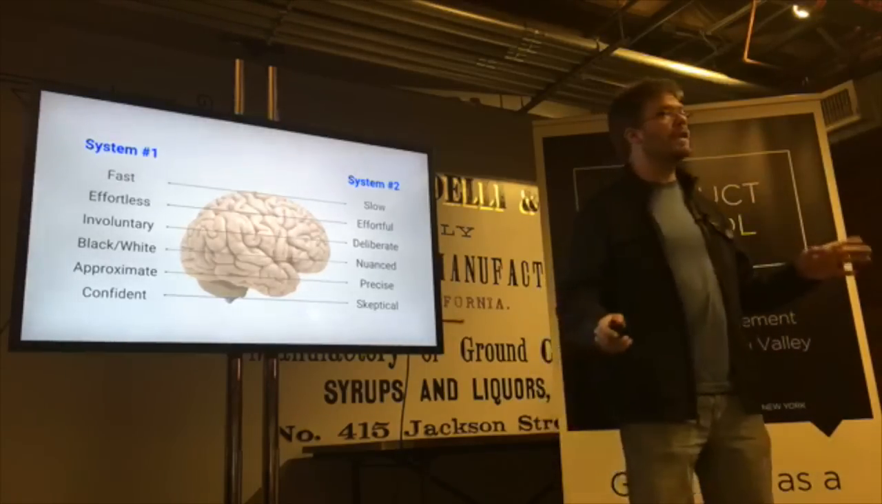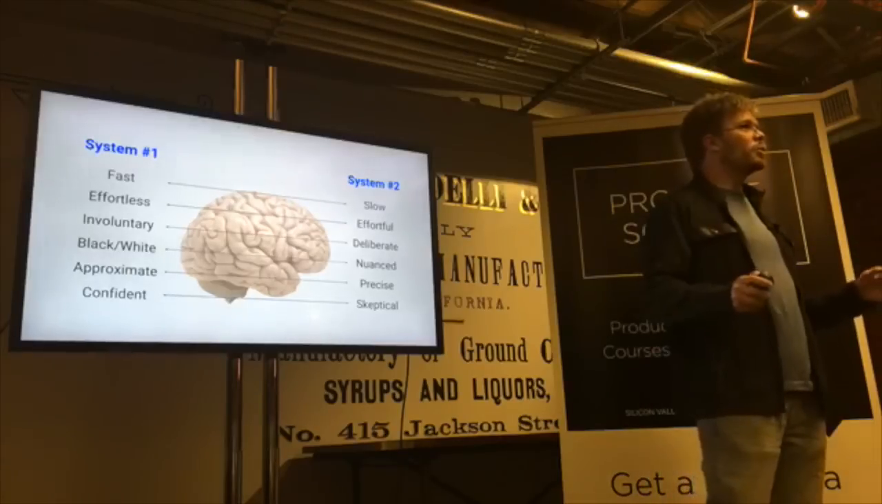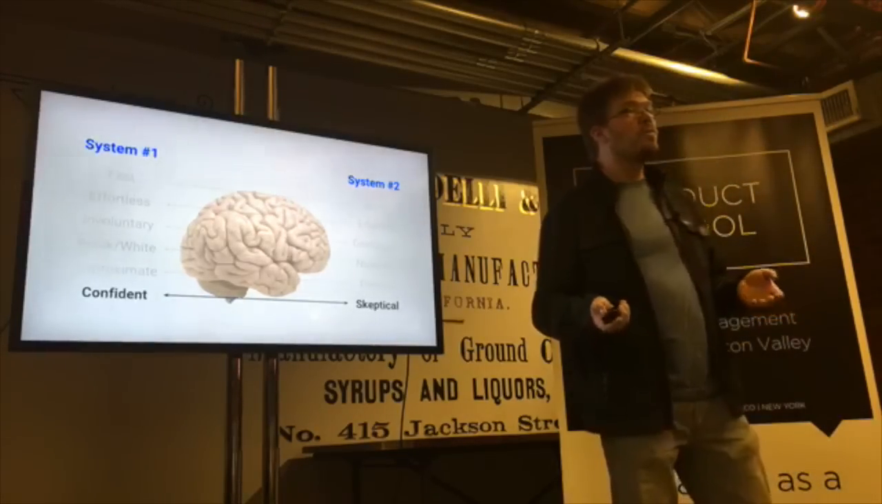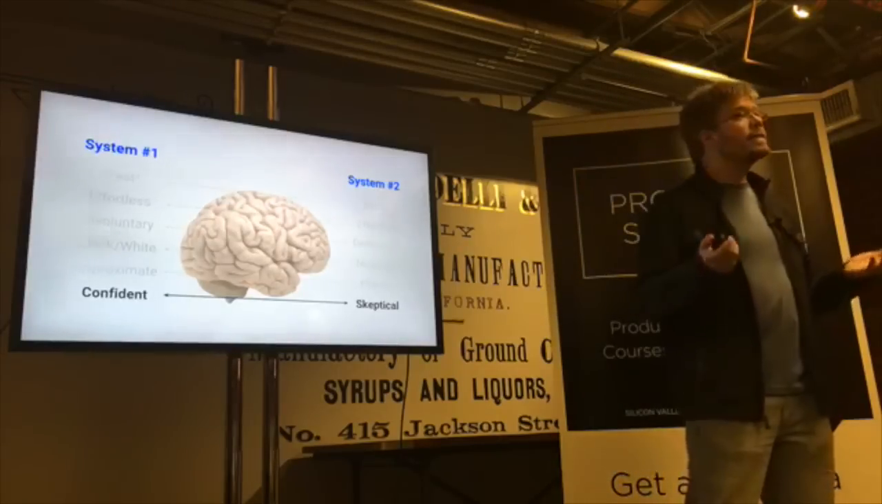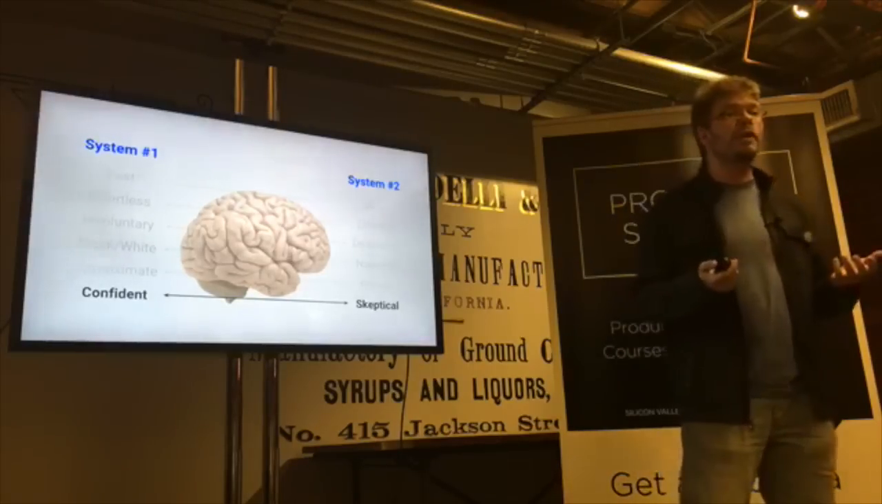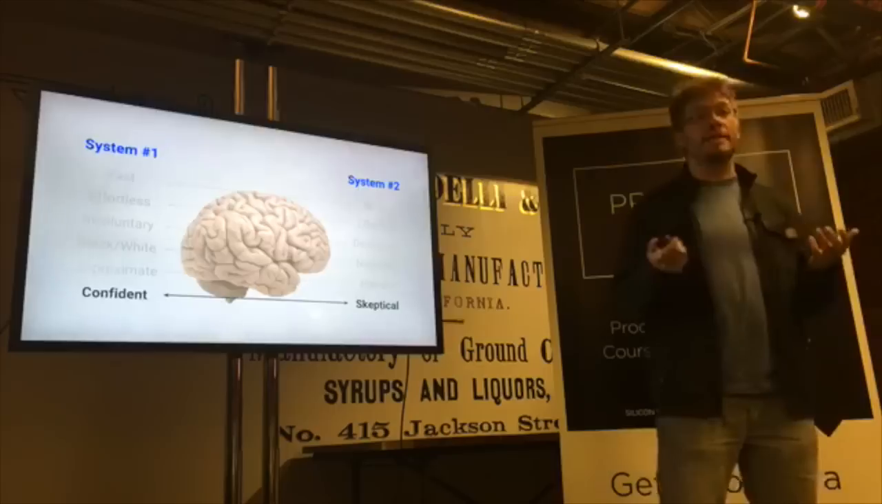For our purposes today, there's one aspect of the difference between system one and system two that is most important, and that's the last one, which is that system one is the source of confidence and belief, and system two is the source of skepticism and doubt.